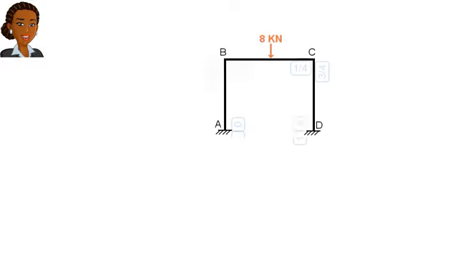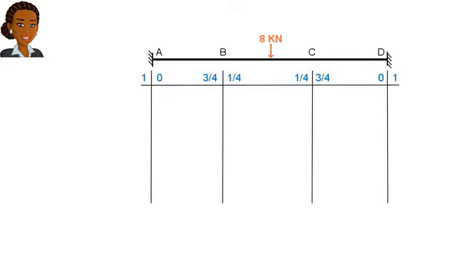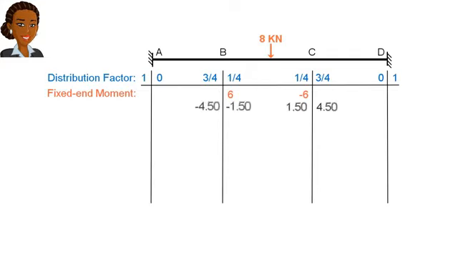To draw the distribution table for the frame, flatten it like this. And place the distribution factors in this manner. Then write the fixed end moments. The table is now set up, ready for the iterative moment distribution process. We start by balancing the joints. Initially, only joints B and C need to be balanced.